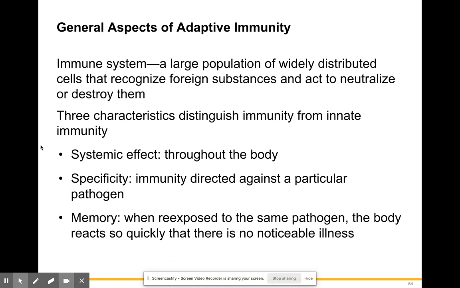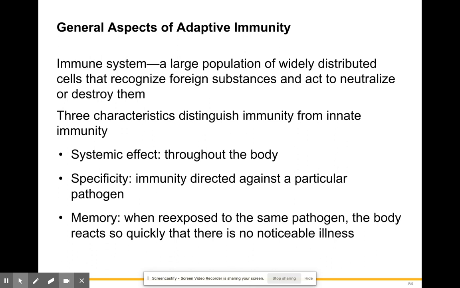Okay, the specificity of the adaptive immunity, that means this immunity is directed against particular pathogens. Okay, and we'll see why, right? B cells are going to make antibodies for specific things, right? They're not just going to kill whatever they see. They're going to make antibodies. They're going to cut up their DNA and produce different proteins for very specific pathogens.